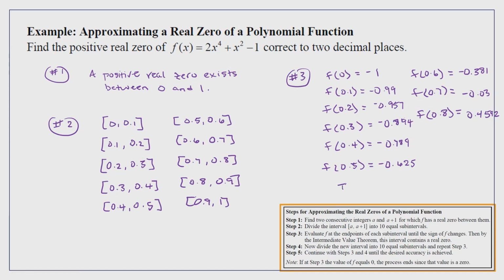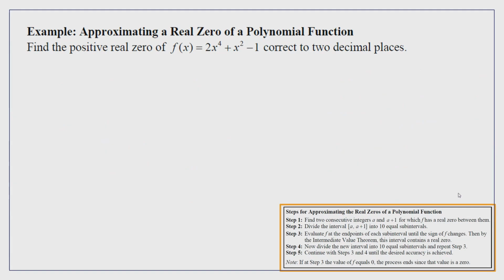Okay. So thus, the 0 exists between 0.7 and 0.8. Okay. So now for step number 4, we're going to divide this new interval into 10 equal subintervals and repeat step 3. Okay. So now we're going to take our new interval and we're going to divide it into 10 new subintervals.